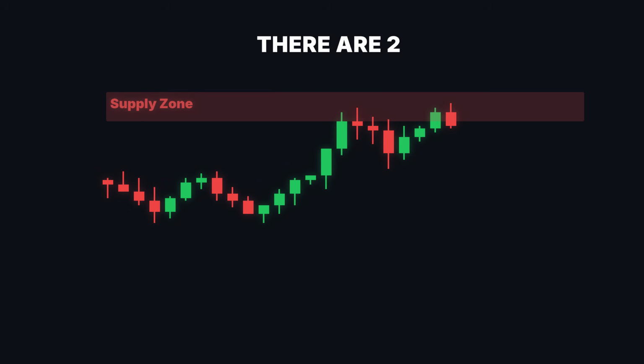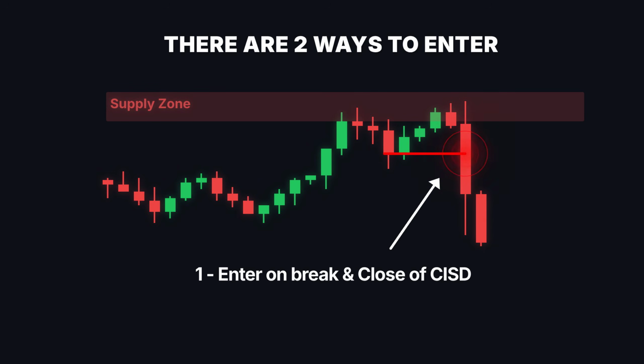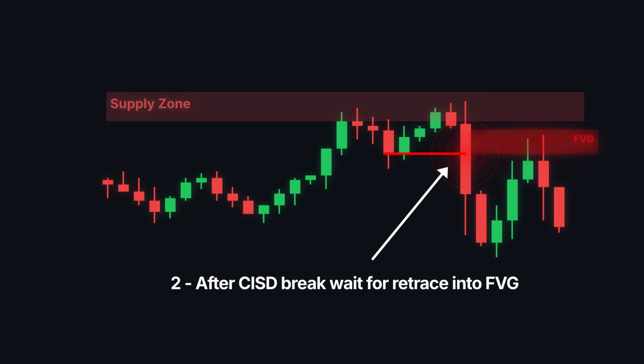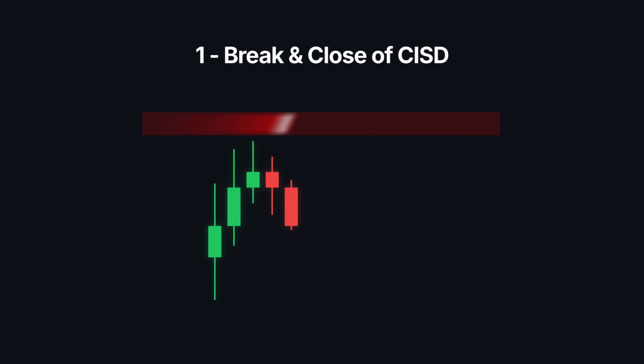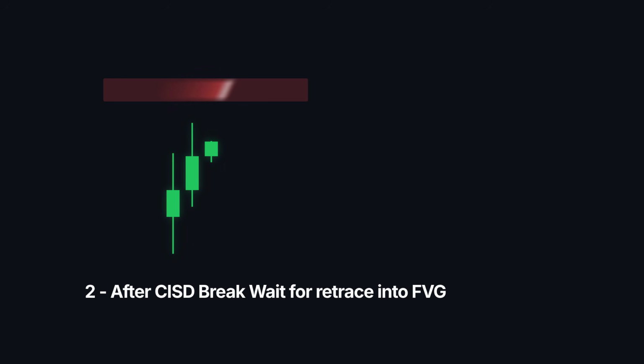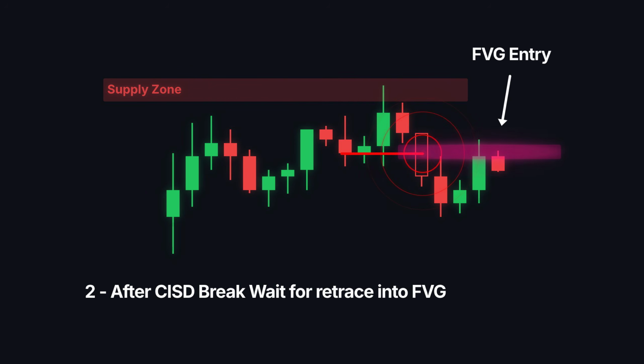There are actually two ways to enter. You can enter on the break and the close, or you can wait for price to break the CISD and then for it to pull back into a relevant fair value gap. So the two CISD entries are either price breaks and closes the CISD, in which case you can enter, or price will break the structure, you'll see a strong displacement, and then you wait for the retrace, which usually comes back into the fair value gap. And that's where you enter. That is the model. Let me show you some examples.